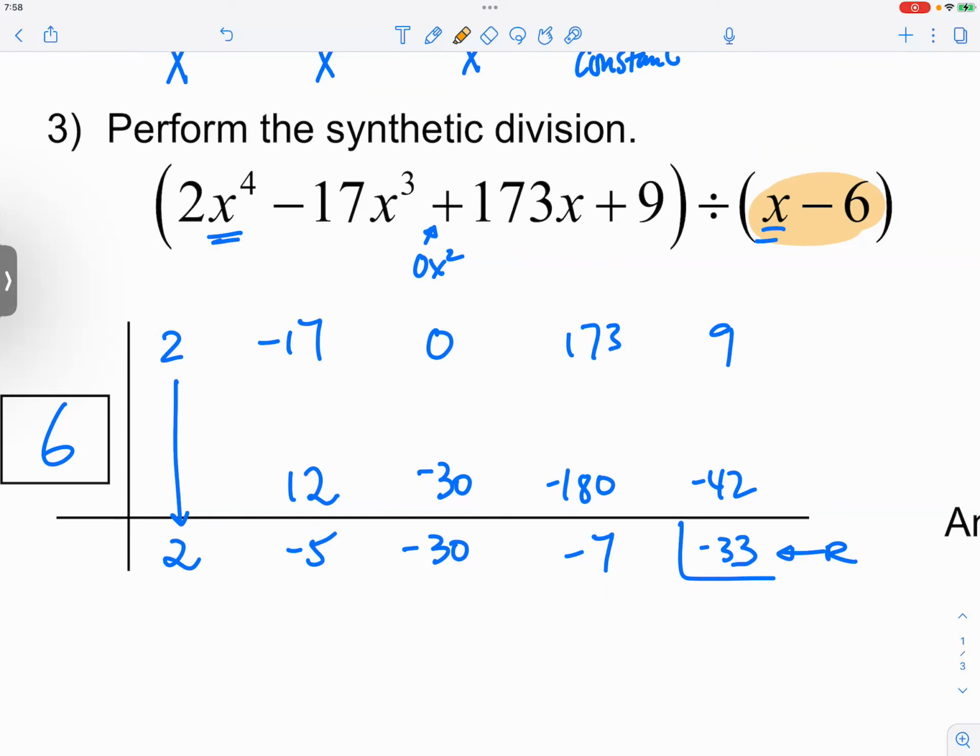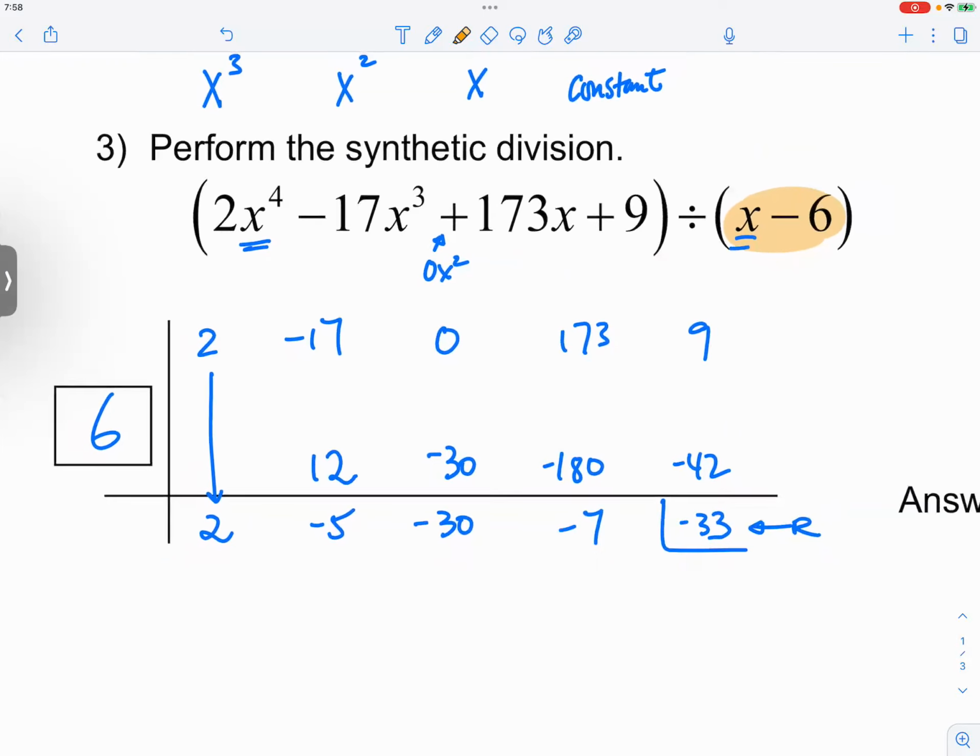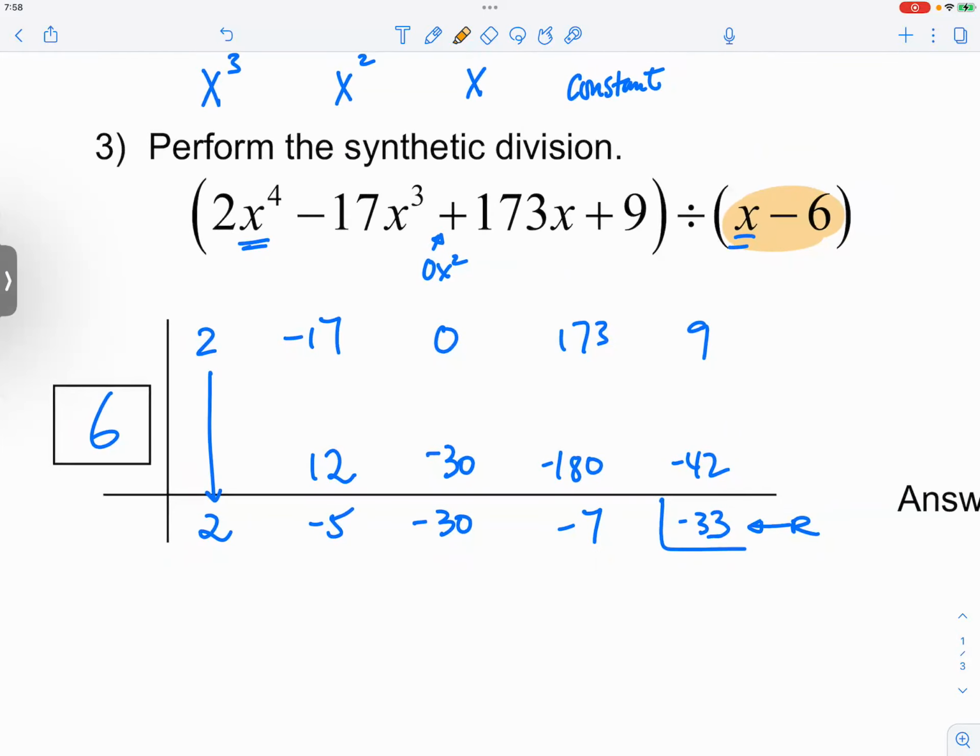All right, now next we will see there are actually some other applications of synthetic division, and I didn't know it. When I found it, I was like, wow, that actually saves me quite a lot of time, right?